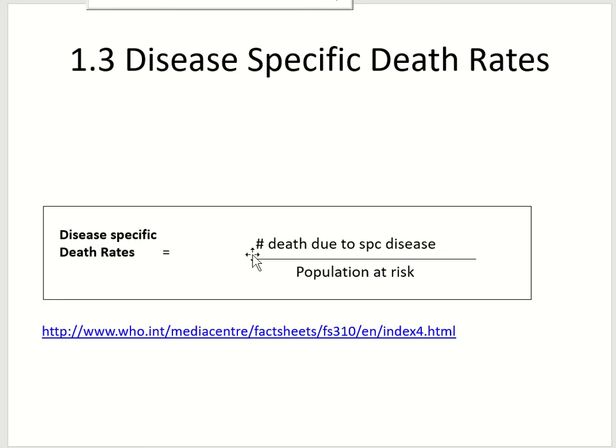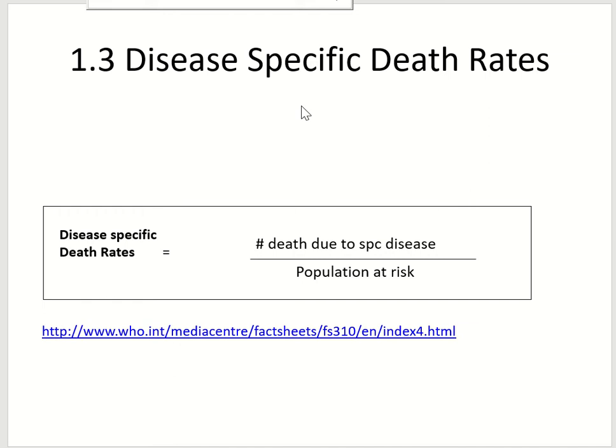So still we're working with mortality measures. The next one is the disease specific death rate. And here, what you're doing is you're looking at the number of deaths due to a specific disease, and you're dividing by the population at risk of this disease. So, what does it mean, population at risk? Most of the time, that's the total population, but sometimes it's not.